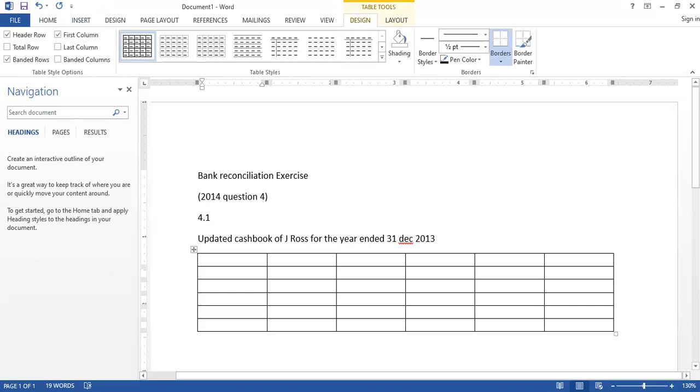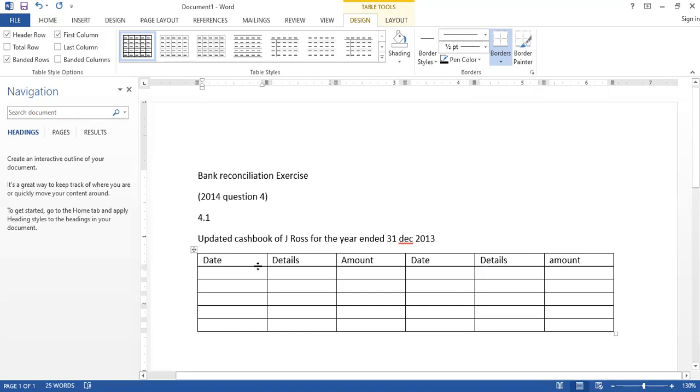So we have the date, we have the details, and then we have the amount, the date, details, and then the amount.